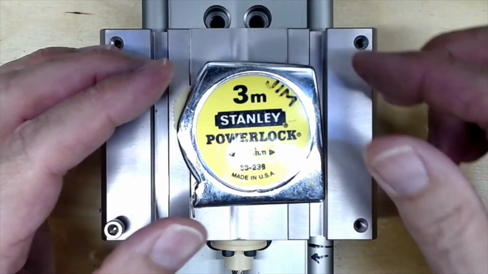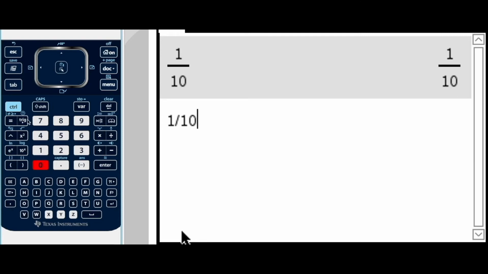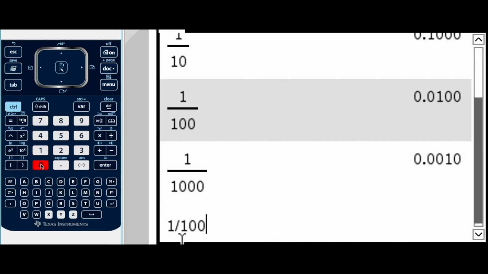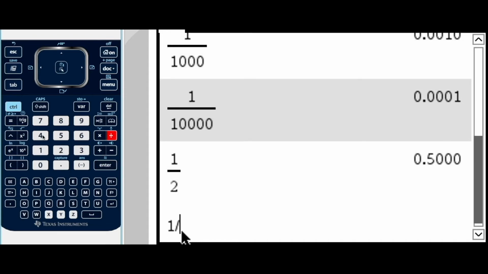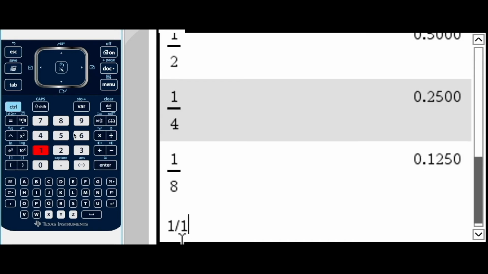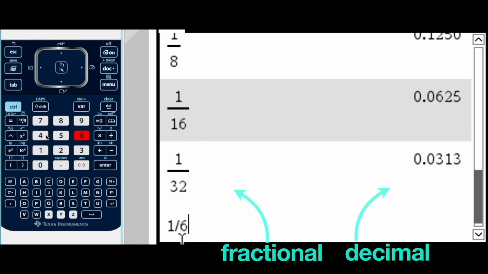It's important to understand the difference between fractional and decimal inch. So the fraction 1/10 can be expressed as a fraction, but 1/10 can also be expressed as a decimal. In this case, it's 0.1. So there's 1/100th, 1/1000th, 1/10,000th, 1/2, 1/4, 1/8, 1/16th. The idea is that the values on the left are fractional and the values on the right are decimal.